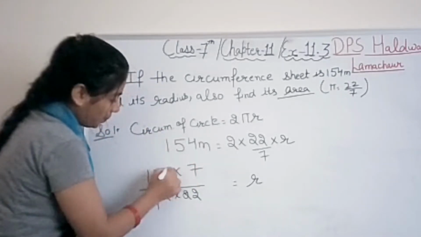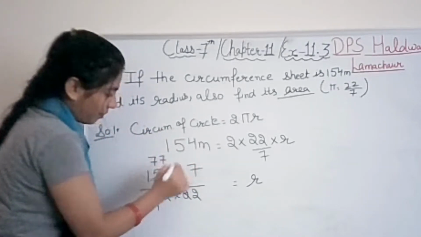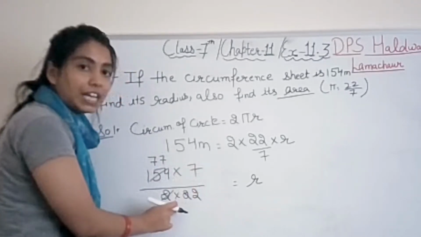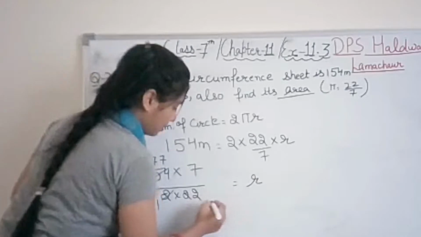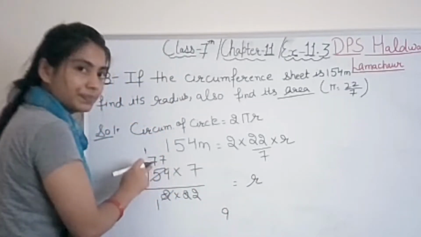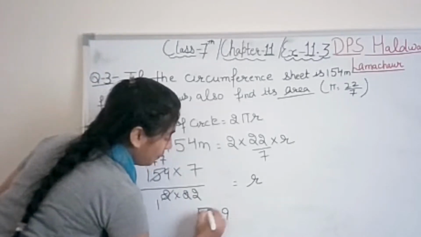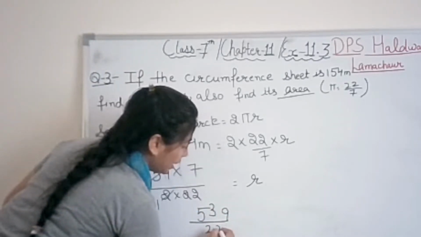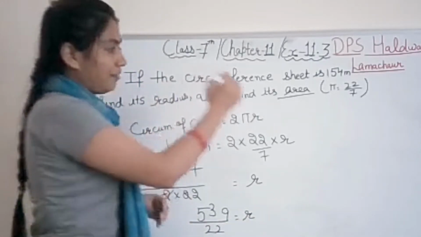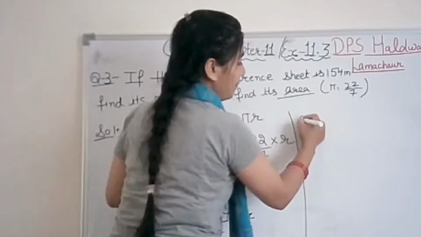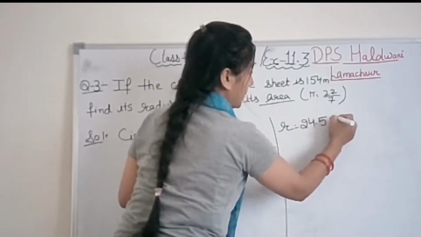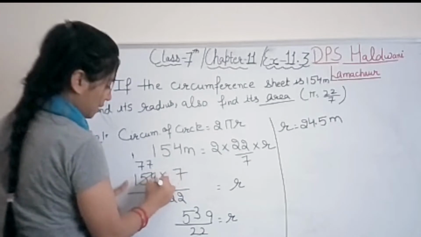So 2 1s are 2, 2 7s are 14, 2 7s are 14. Right student. So 77 into 7 divide by 44. So 7 7s are 49, 4, 7 7s are 49, 53. So 53 upon 22, that is r. Now you will divide it, and after dividing, the r value will be 24.5 meter, because this is in meter.